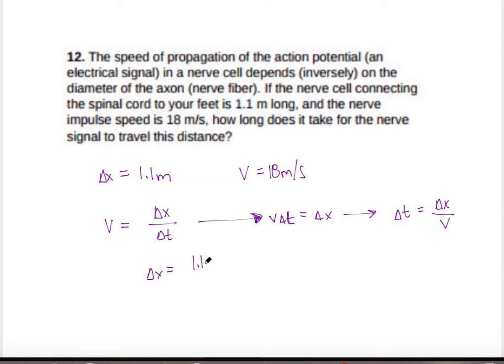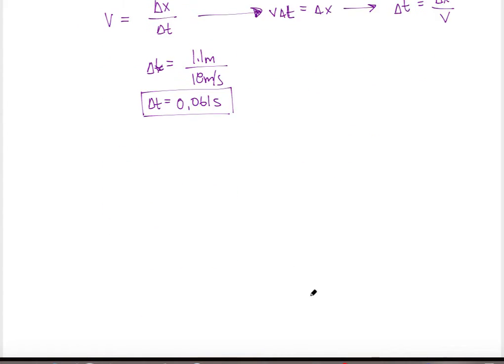We have 1.1 meters for our delta x, and our velocity is 18 meters per second. Sorry, this should be delta t. Our time that elapses to travel that distance should be 1.1 divided by 18, which is 0.061 seconds, or about 61 milliseconds. That's how long it takes a nerve impulse to travel down your nerves.